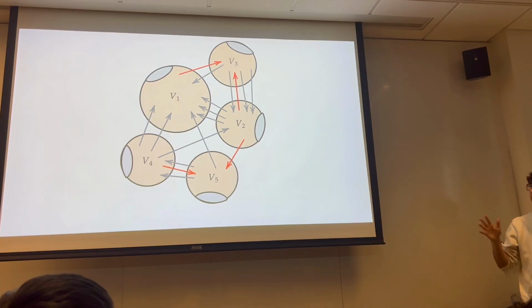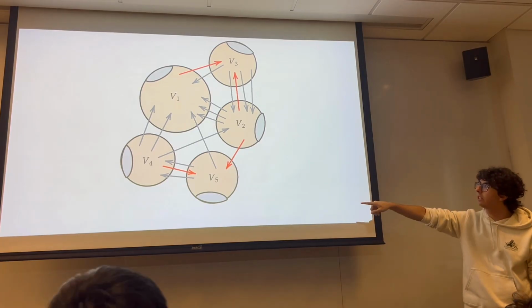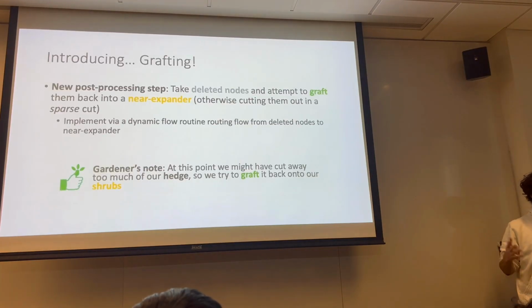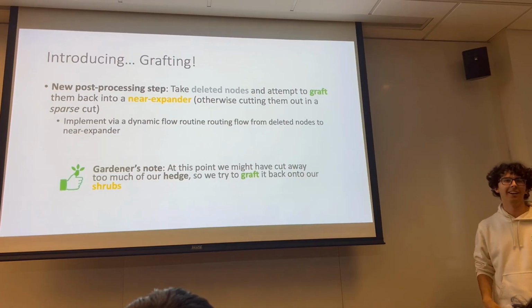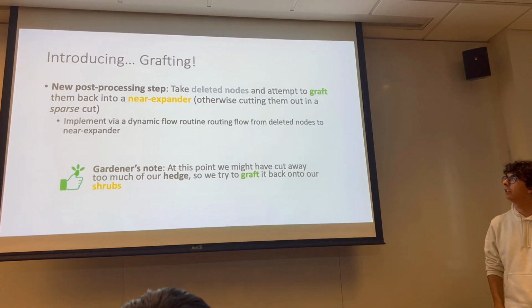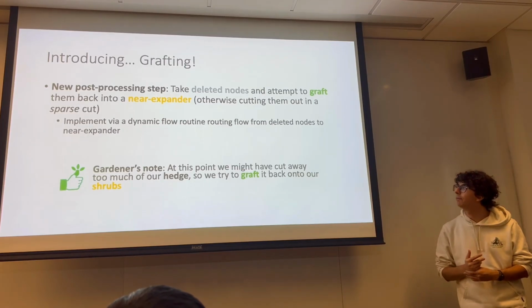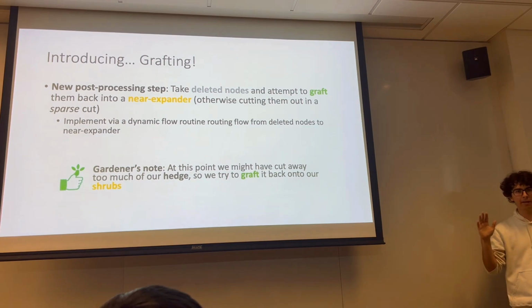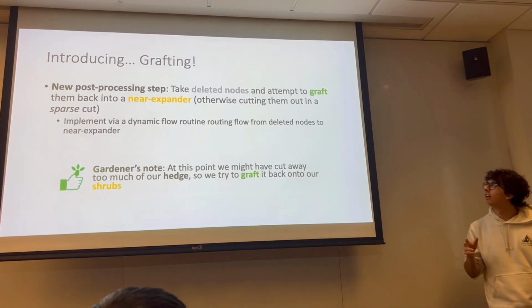So you get something which looks like an expanded decomposition, except there are these deleted chunks all over the place. So what do we do? Okay, this is why there's grafting. This is a new technique we introduce. The implementation is actually not so hard, but what this post-processing step does is it takes these deleted chunks, the gray nodes from before, and it tries to graft them back into the near expanders they came from. In a sense, they're part of the same bush now.